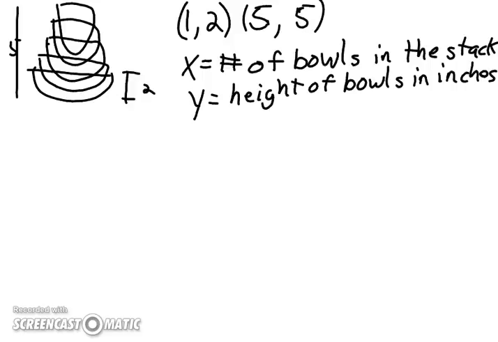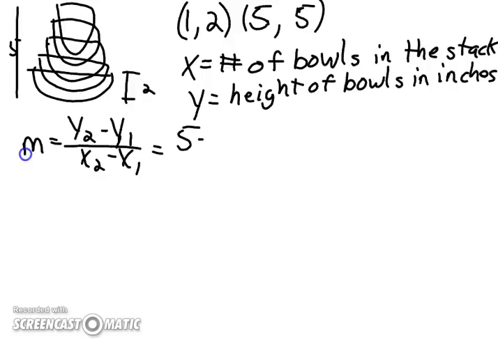Hopefully at this point we know that anytime you want to find an equation, you need the slope and a point. Well, slope is equal to y sub 2 minus y sub 1 over x sub 2 minus x sub 1. And in this case, that is 5 minus 2 over 5 minus 1. Here's y2, x2, y1, x1. The x value of the first point, the y value of the first point, the x value of the second point, and the y value of the second point. 5 minus 2 is 3, 5 minus 1 is 4, so our slope is 3/4.